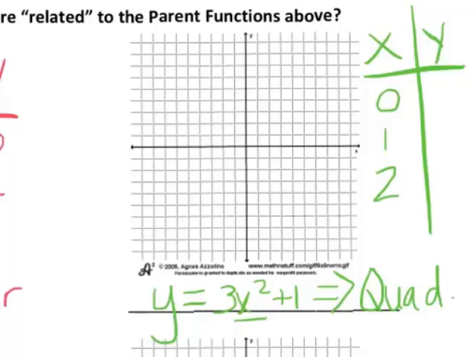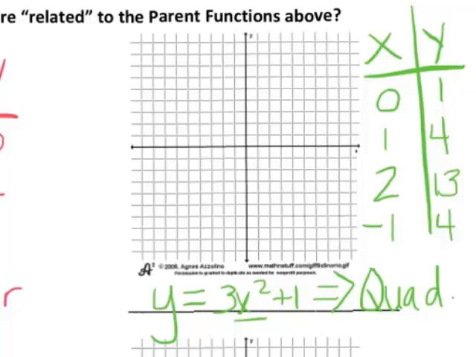If you plug in 0, you're going to get 1. If you plug in 1, you will get 4. If you plug in 2, you will get 13. Now notice 13 is going to fall off the graph, so go ahead and graph the other 2. And let's go ahead and throw in -1 in there. If I plug in -1, I'm going to get 4 again.